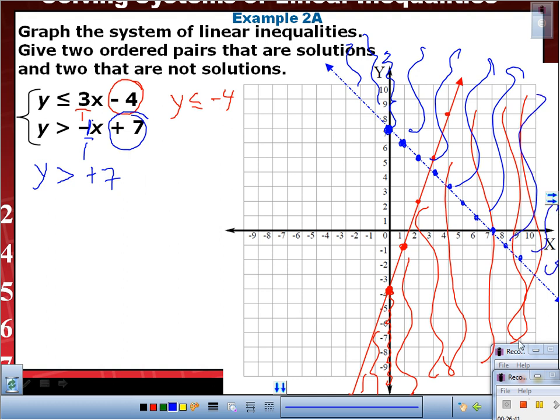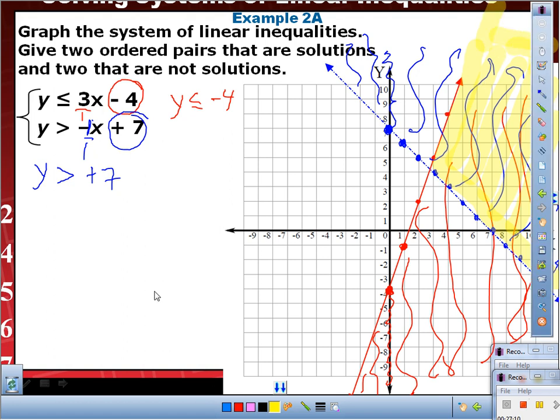However, for the system, we need to pick a point or points that would be true for both. Do you guys see where both shadings intersect? It looks like a trapezoid. You see it? And guess what I'm going to write in that area? Solution set.